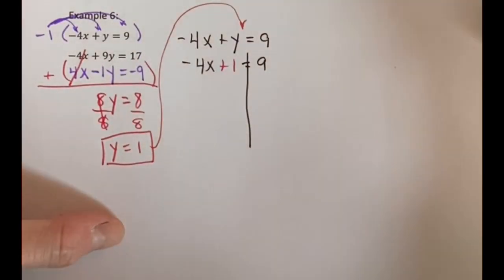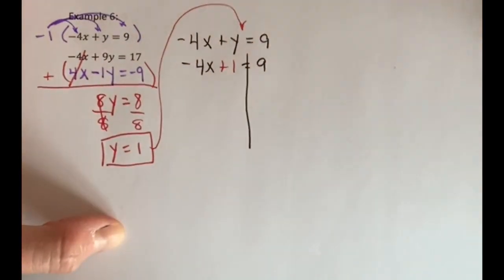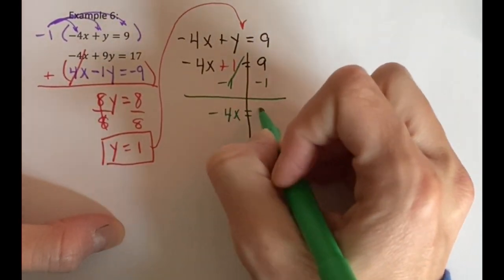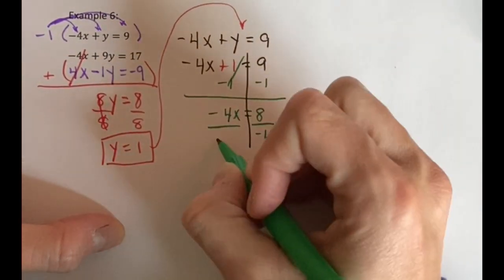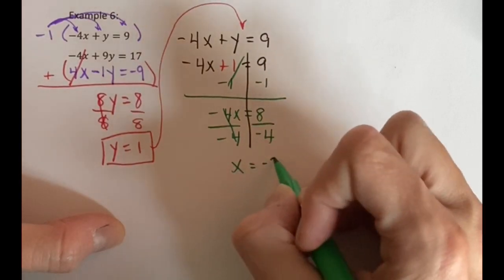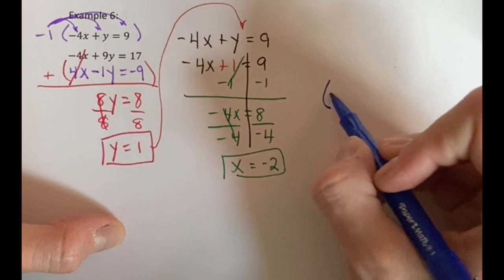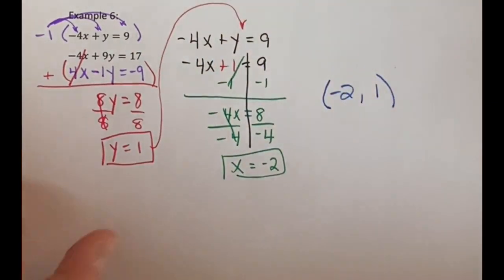Then we need to just solve that two-step equation. So I'm going to subtract 1 on both sides. So I get negative 4x equals 8. Divide by negative 4. And I get x equals negative 2. So then we need to put our answer as an ordered pair, and it's negative 2, 1.